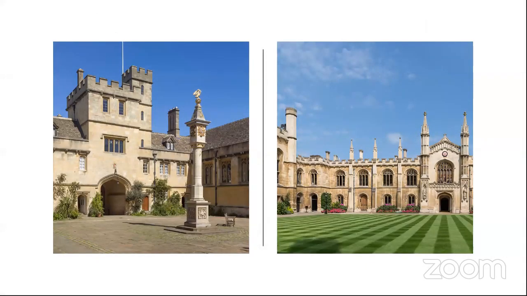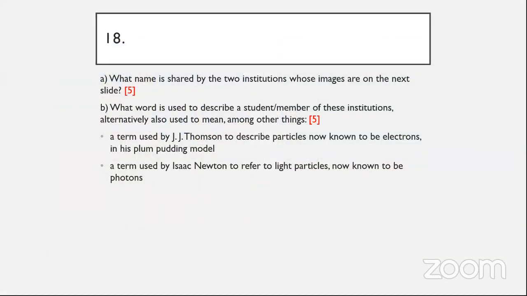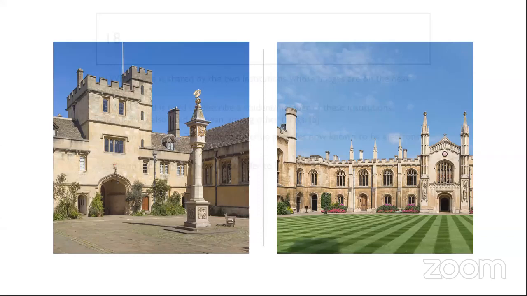So these are the two institutions which share the same name. Students or members of these institutions are called by a single word term. This word was used by J.J. Thomson to describe what we now know to be electrons in his plum pudding model. And the same word was also used by Isaac Newton to refer to light particles, which we now know to be photons. Question direct to team 2.